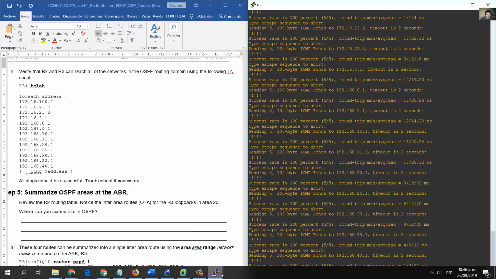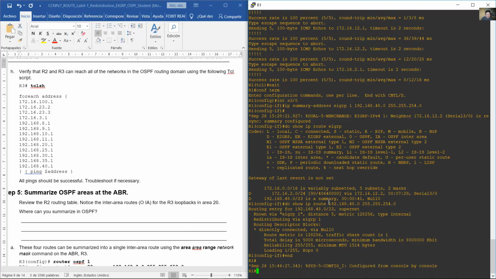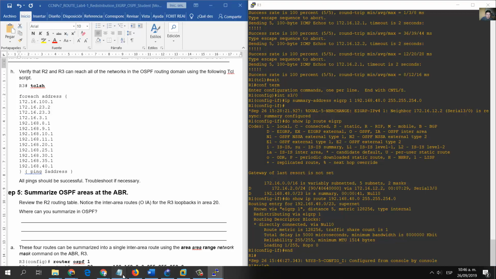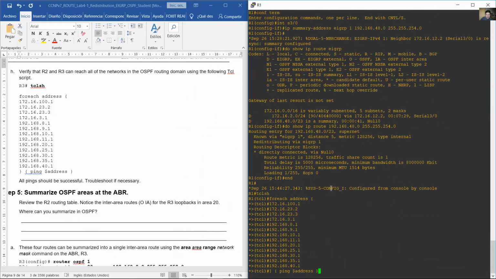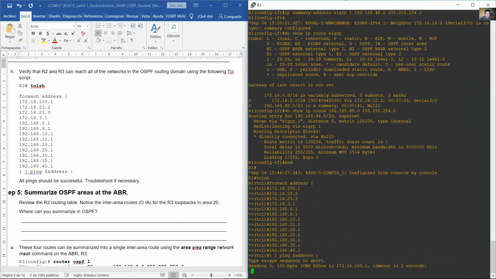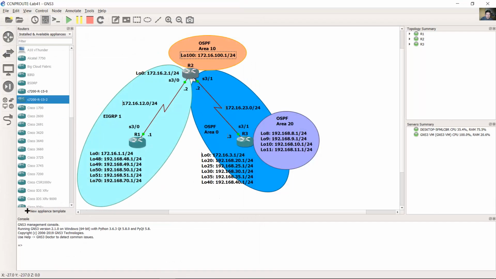But if you do this on R1, pings will fail. TCL shell, copy this script and right click to paste, enter. These pings will fail because you need to configure the redistribution on R2 to join EIGRP with OSPF.